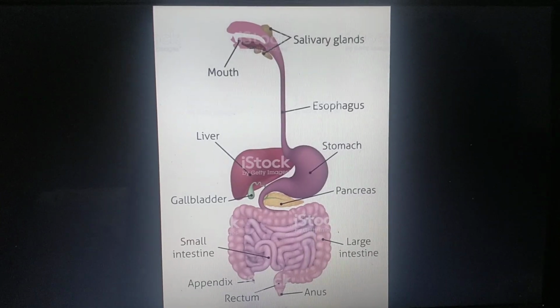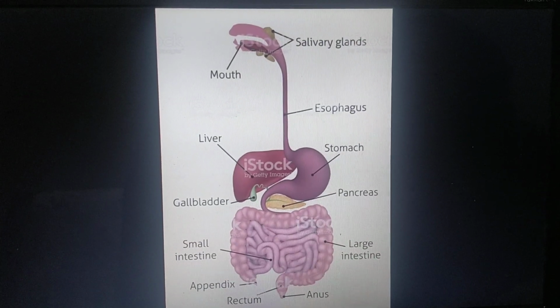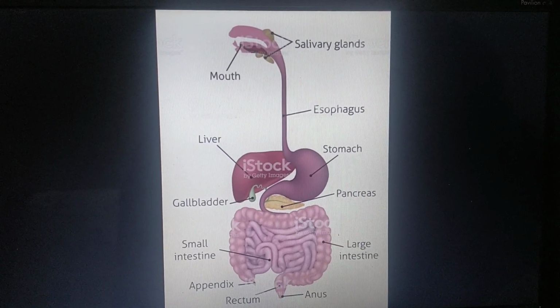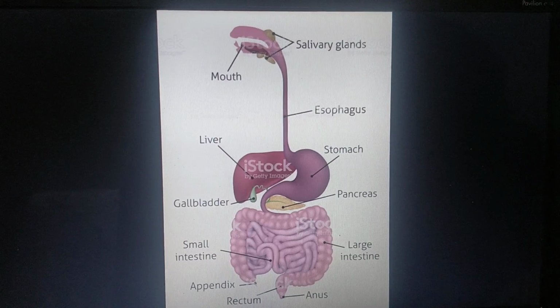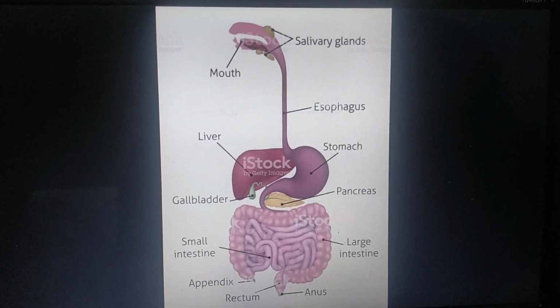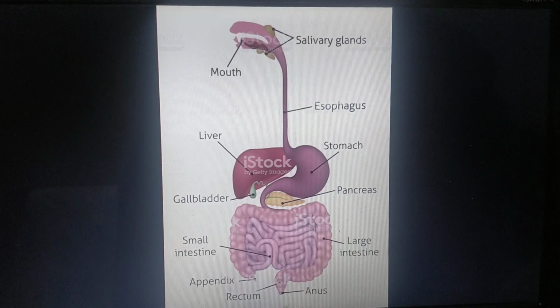So you have seen the working of the digestive system. Now you will draw this diagram in your notebooks, and next time we will continue with the next life process. Thank you so much.